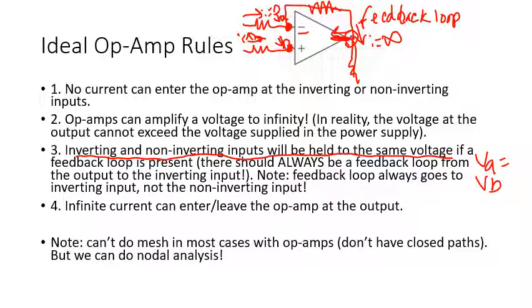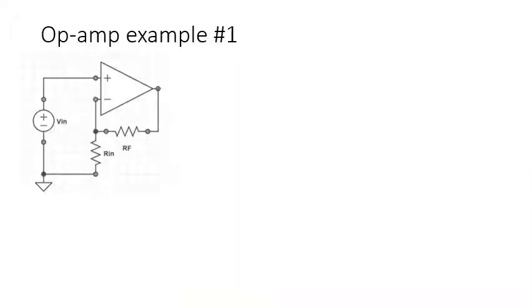Also note, when we're doing op amps, we can't do mesh analysis most of the time because we won't have closed loops. You have an op amp kind of in the middle, and you don't know what happens over that op amp necessarily. But we can do nodal analysis. I know this is kind of a bummer because most of you like mesh analysis, but mesh analysis doesn't work well with op amps, so we will have to do nodal analysis most of the time.